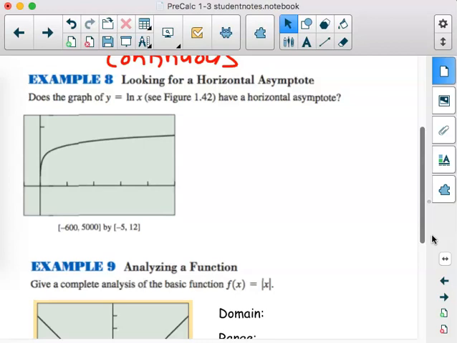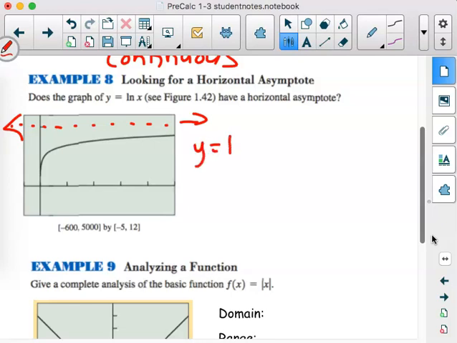Example 8, looking for a horizontal asymptote. Does this graph have a horizontal asymptote? Well, it kind of looks like it. But they told me it was y equals the natural log of x. All right? So I want to change that. Again, make it exponential. And because I'm right-handed, I like to have them that way when I make my little snail shell. So here comes my snail shell.